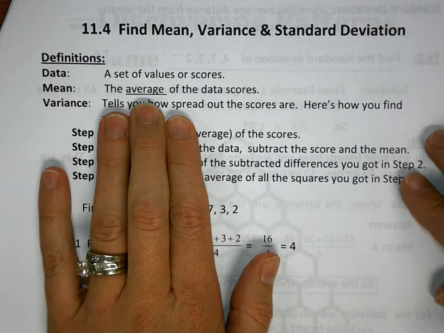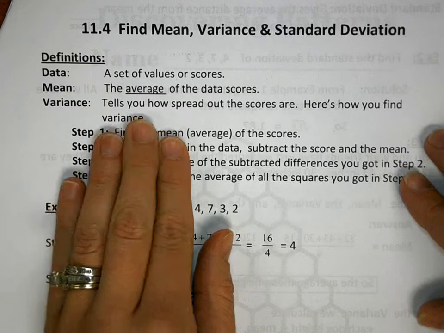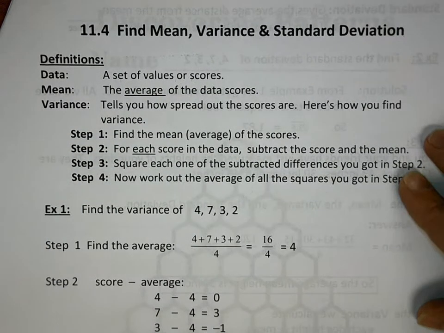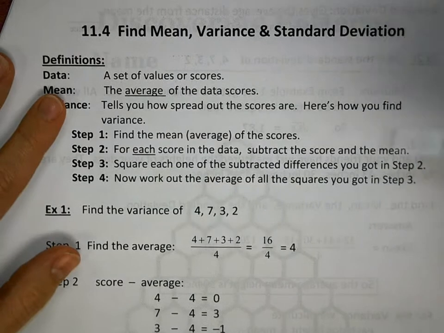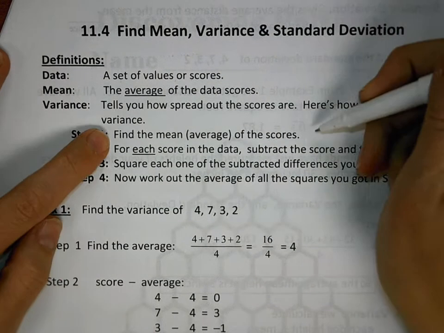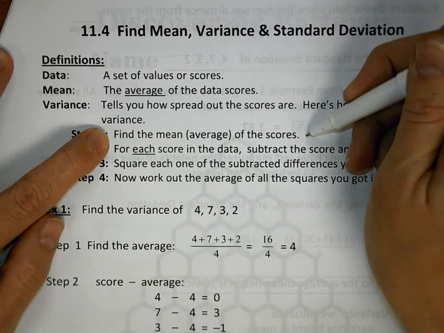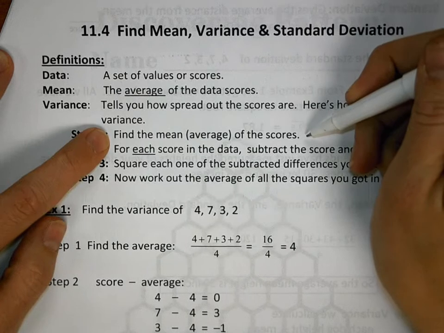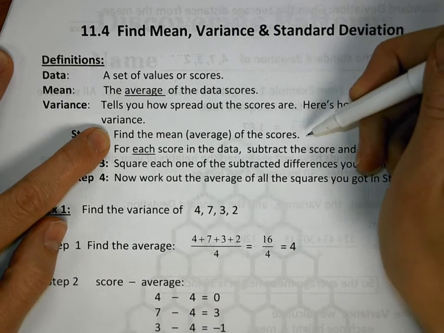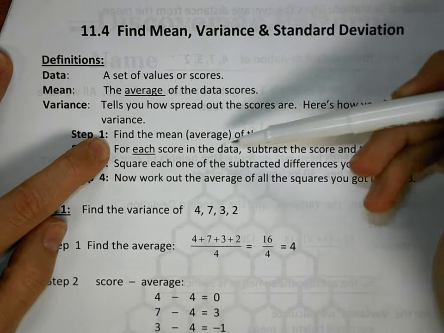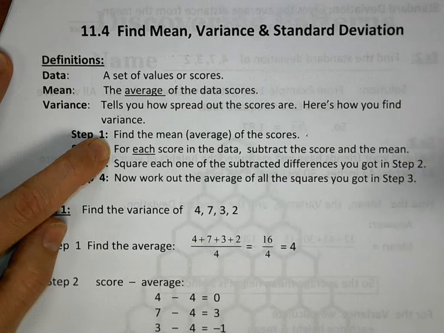And then there is variance. Variance tells you how spread out the scores are, and this actually is a little bit of work. This is how you find the variance. First, you have to find the mean, your average. Hopefully you're paying attention right now because this is new information. Jewel, engage. You have to find the mean average first. That's pretty easy. You guys know how to find the average. Then, for each score in the data, you subtract the mean from the score.